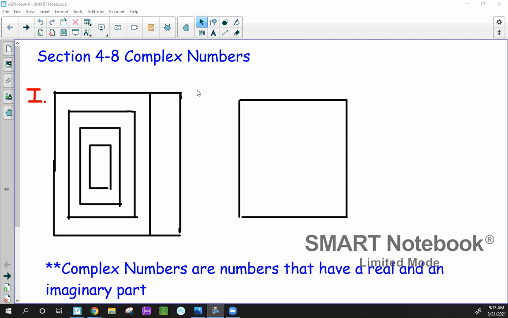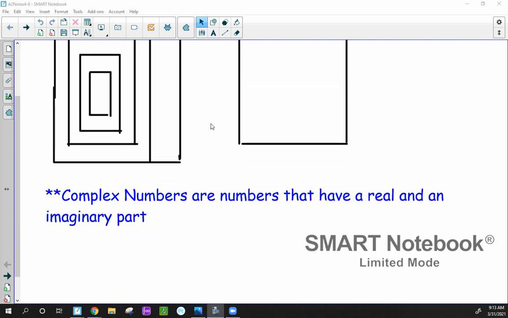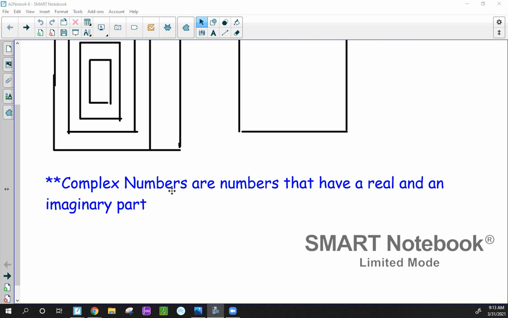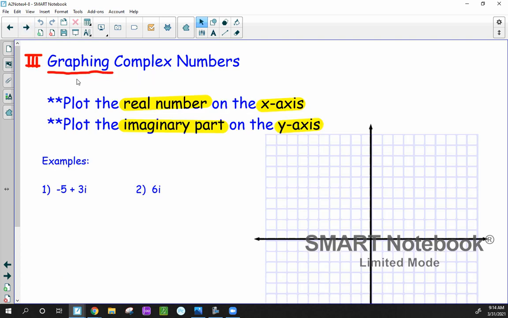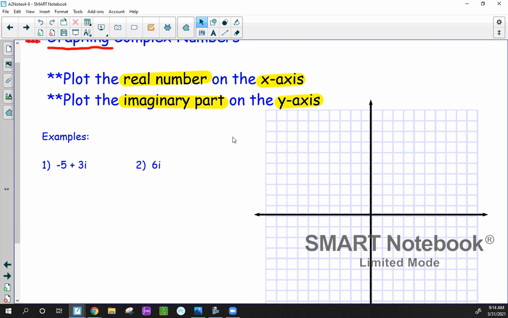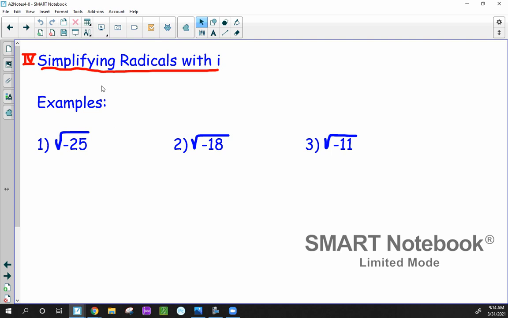Algebra 2. We started the unit on complex numbers last class, and so far what we have looked at is how to identify complex numbers. They have a real part and an imaginary part. How to simplify powers of i. How to graph complex numbers with the real part on the x-axis and the imaginary part on the y-axis. And then the fourth learning target was how we simplify radicals that have i in their answers.